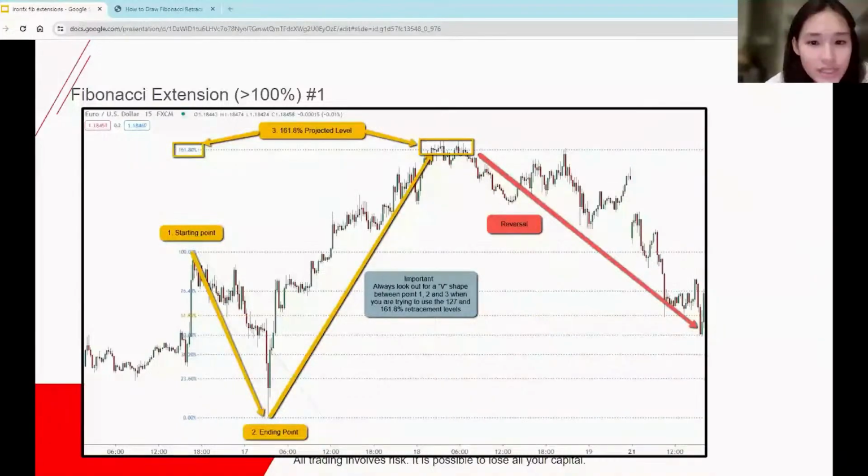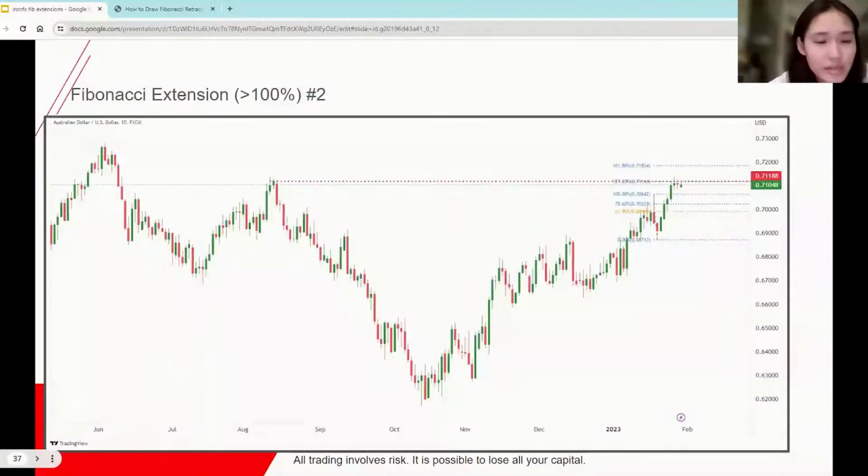Okay, so another example here. So for fib extension, in this example, we are looking at it reacting off the 161.8. And then we see a reversal here. Yeah, I think we saw this earlier, so I'm going to skip that.